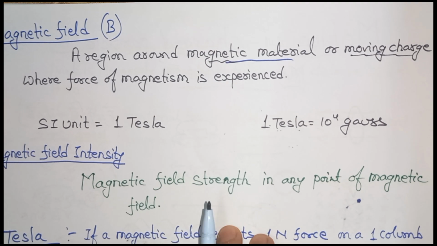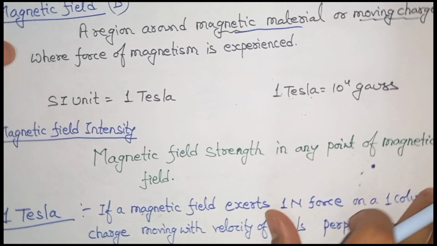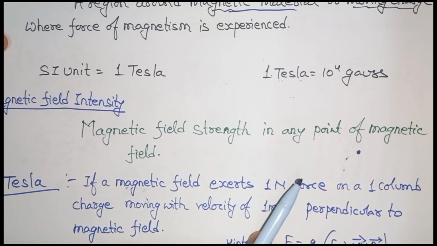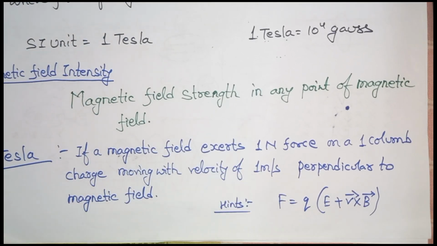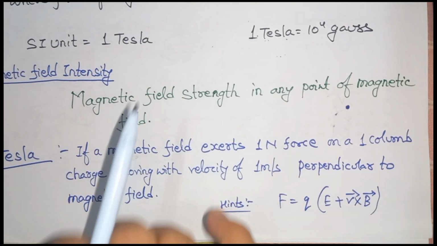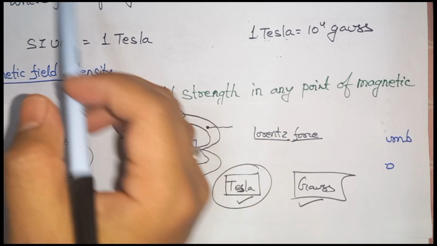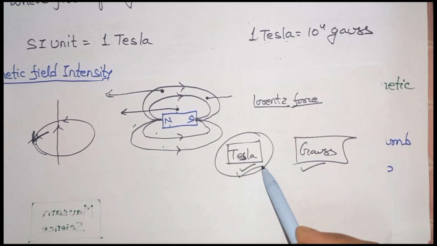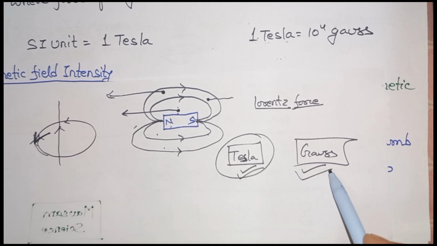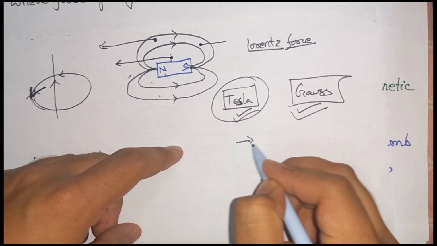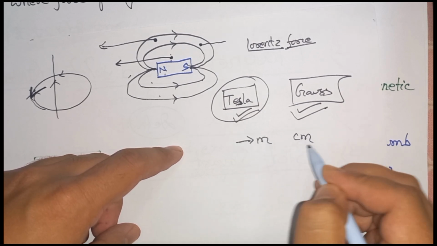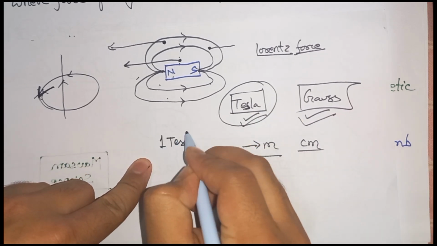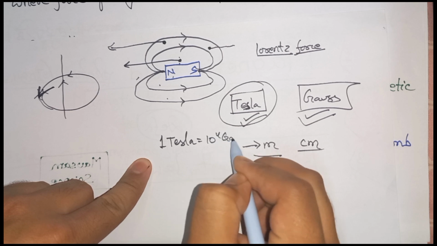Now another one is 1 Tesla. I want to read out the things mentioned over here. What is 1 Tesla? The SI unit of magnetic field is Tesla. I have already talked about this, and the CGS unit is Gauss. Suppose SI unit of length is meter and CGS unit is centimeter. The relation between Tesla and Gauss is 1 Tesla is equal to 10 to the power 4 Gauss.